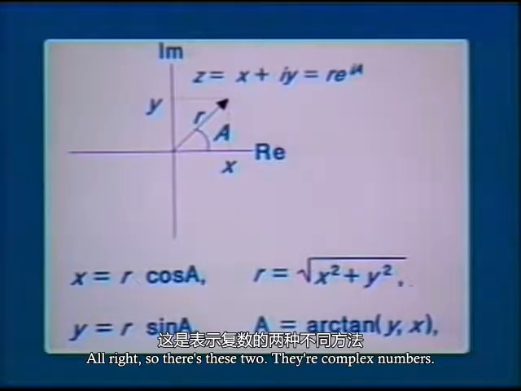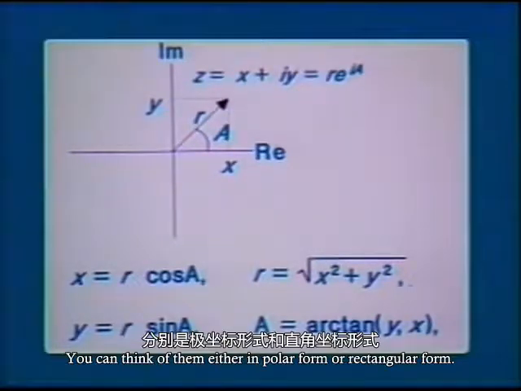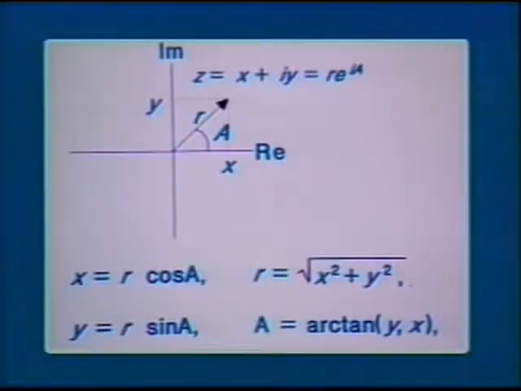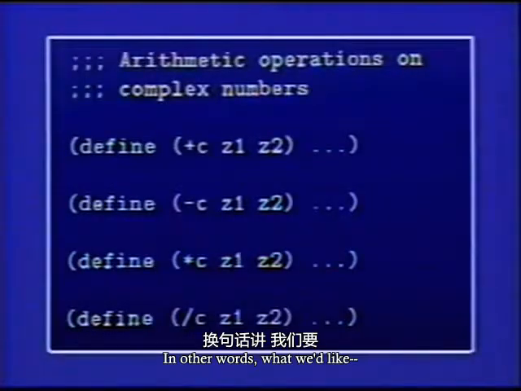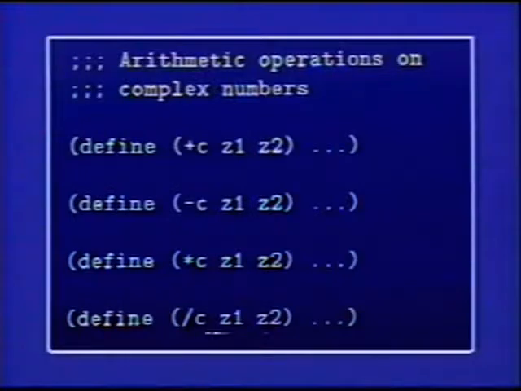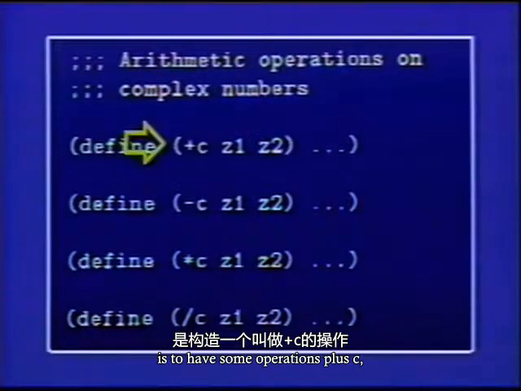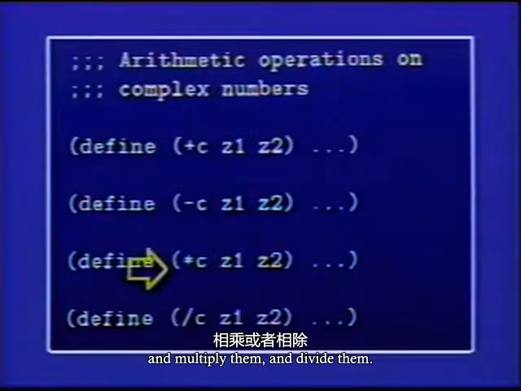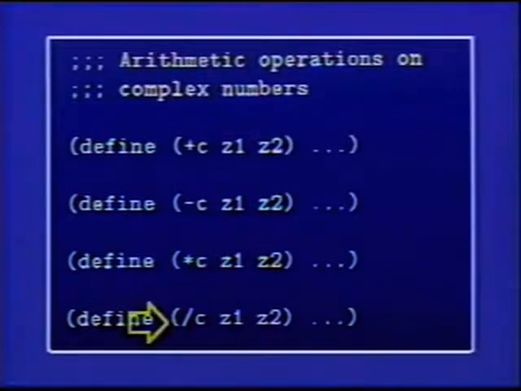Right, so there's these two, they're complex numbers. You can think of them either in polar form or rectangular form. What we would like to do is make a system that does arithmetic on complex numbers. In other words, just like the rational number example, we'd like to have some operations plus c, which is going to take two complex numbers and add them and subtract them and multiply them and divide them.